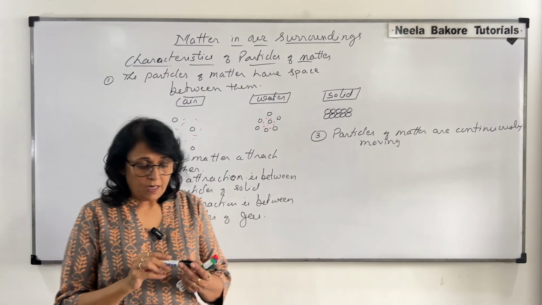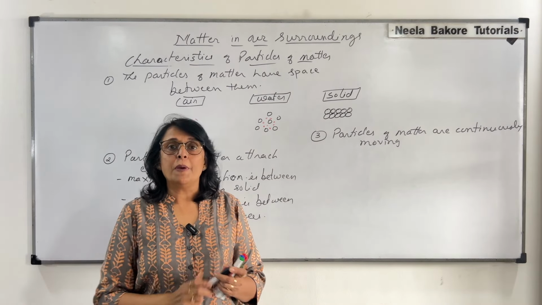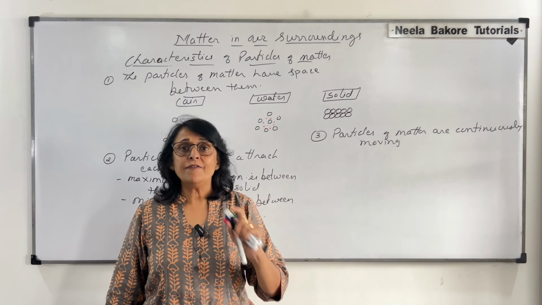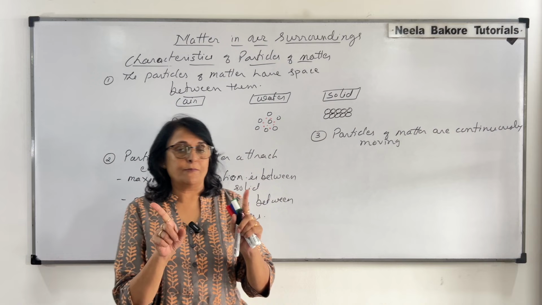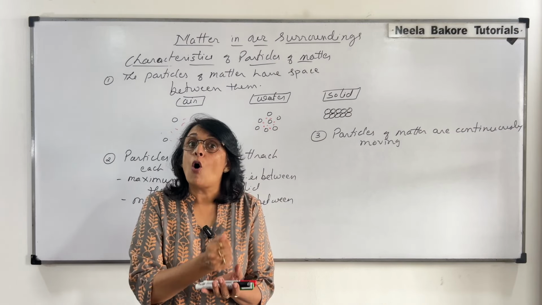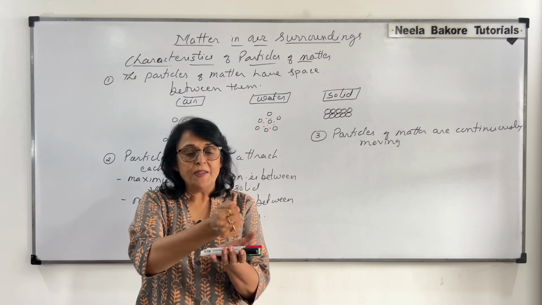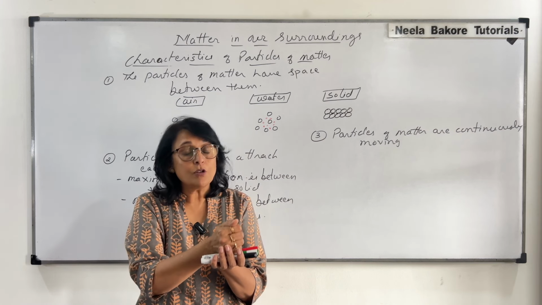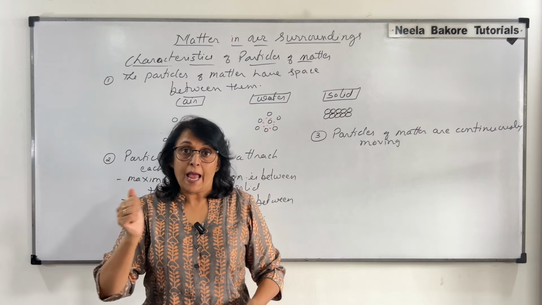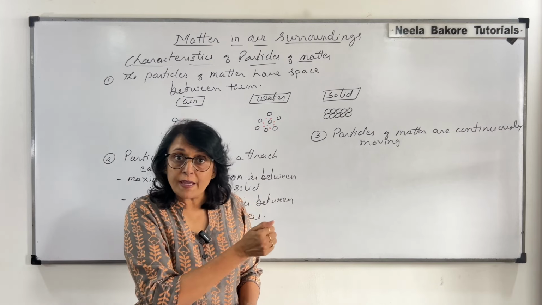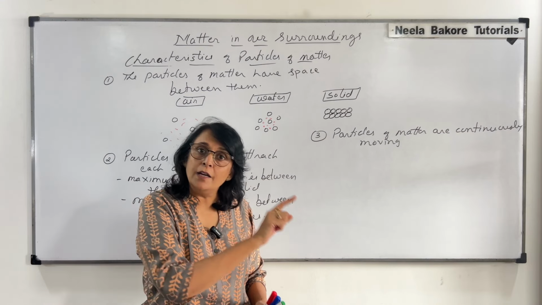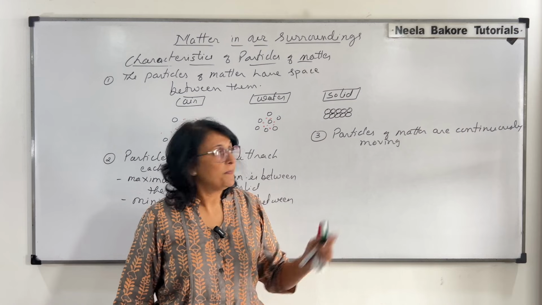And one thing which is again important for us to remember, that any moving particle is said to have kinetic energy. There are two types of energies. Potential energy is the energy possessed by a non-moving particle. So if something is lying here, it is also having energy, but that is called potential energy. But as soon as the particle starts moving, we say that the potential energy is getting converted into kinetic energy.